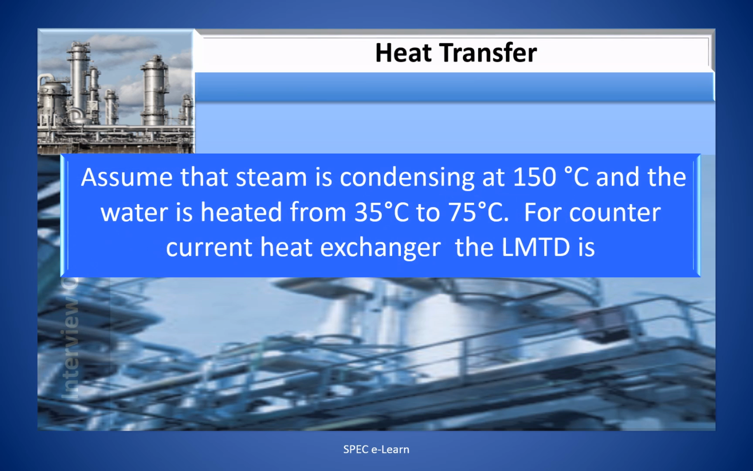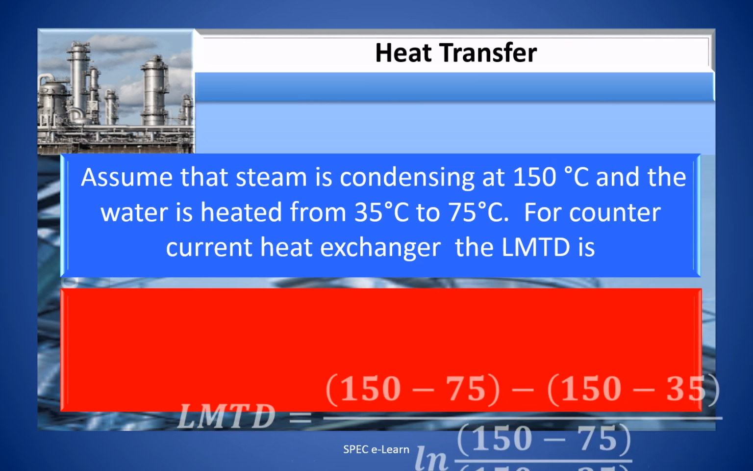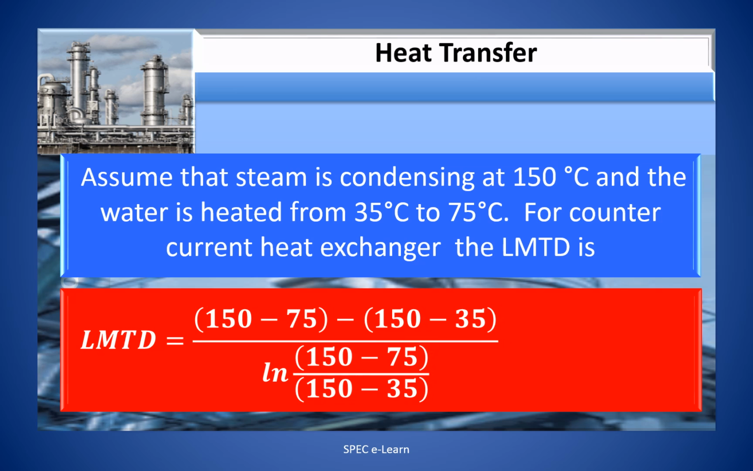Assume that steam is condensing at 150 degrees centigrade and the water is heated from 35 degrees centigrade to 75 degrees centigrade. For countercurrent heat exchanger, the LMTD is written as follows. LMTD equals (150 minus 75 minus 150 minus 35) divided by ln of (150 minus 75) divided by (150 minus 35), which equals 93.6 degrees centigrade.